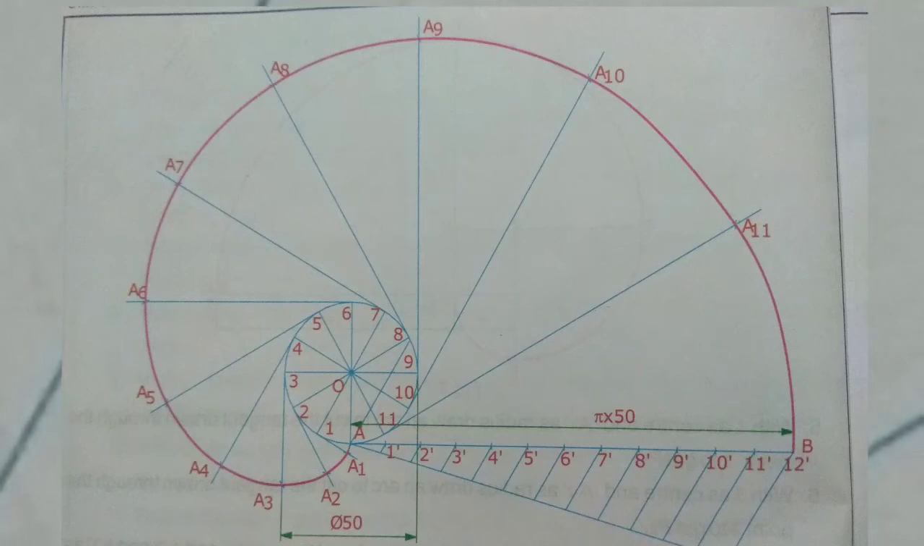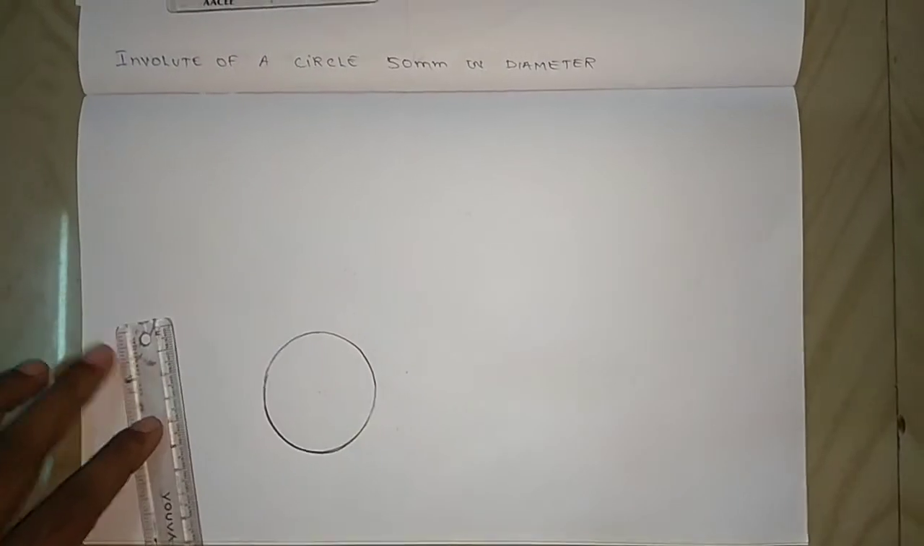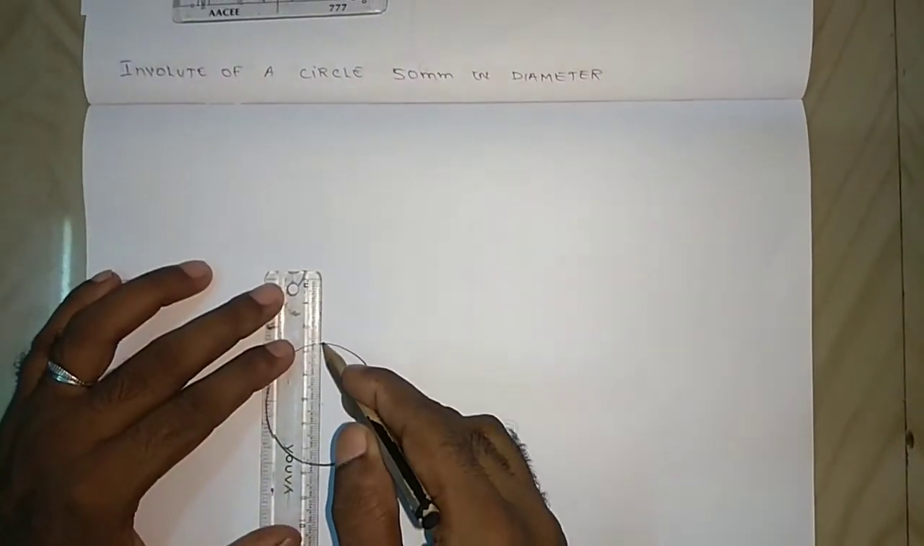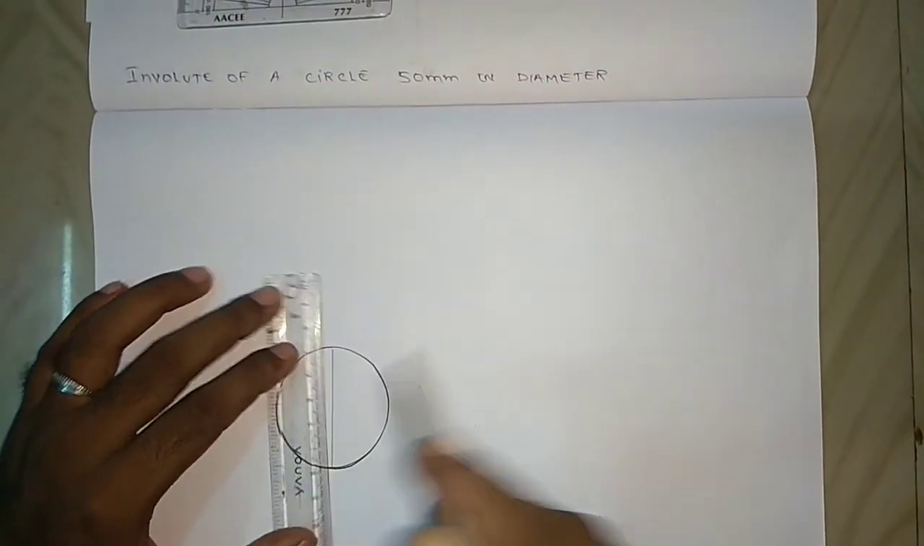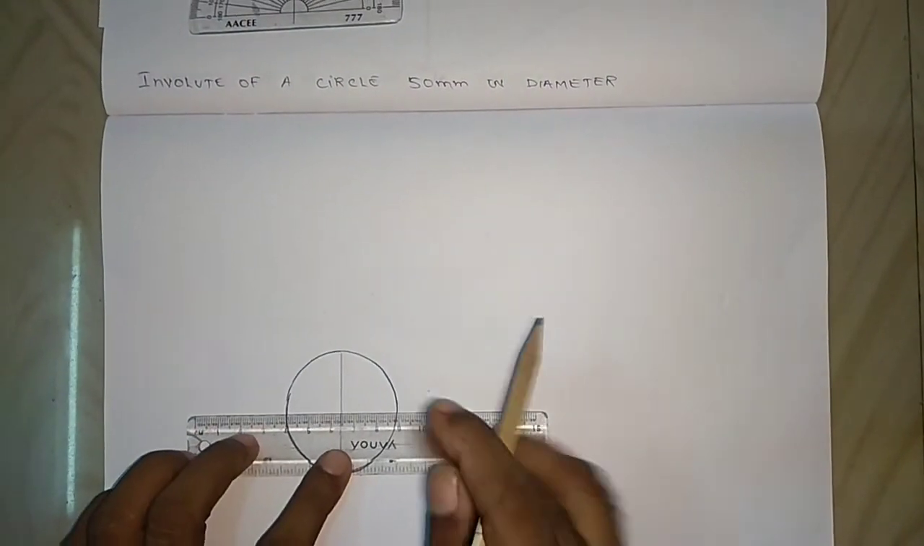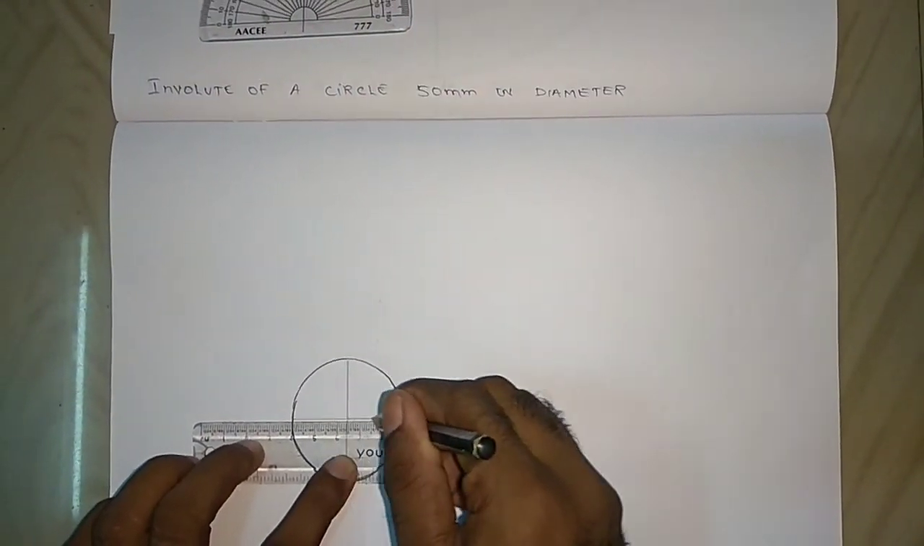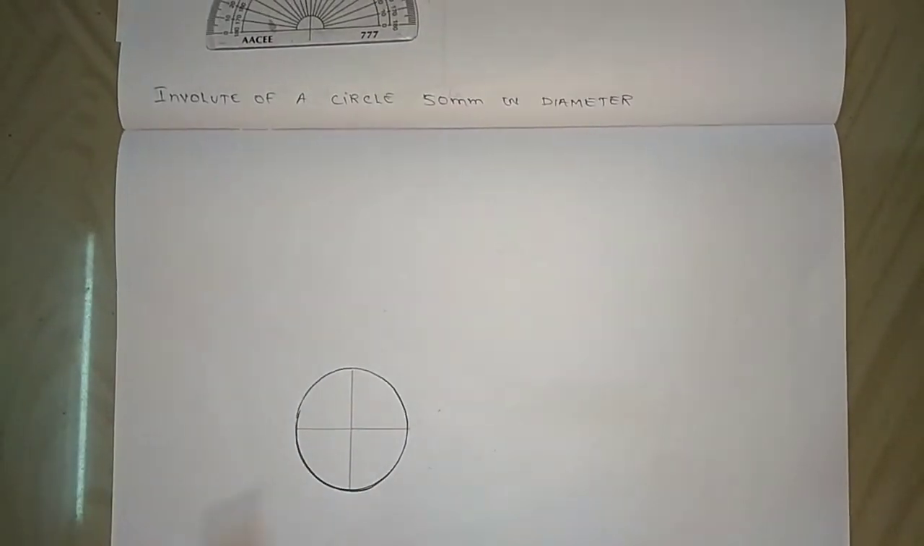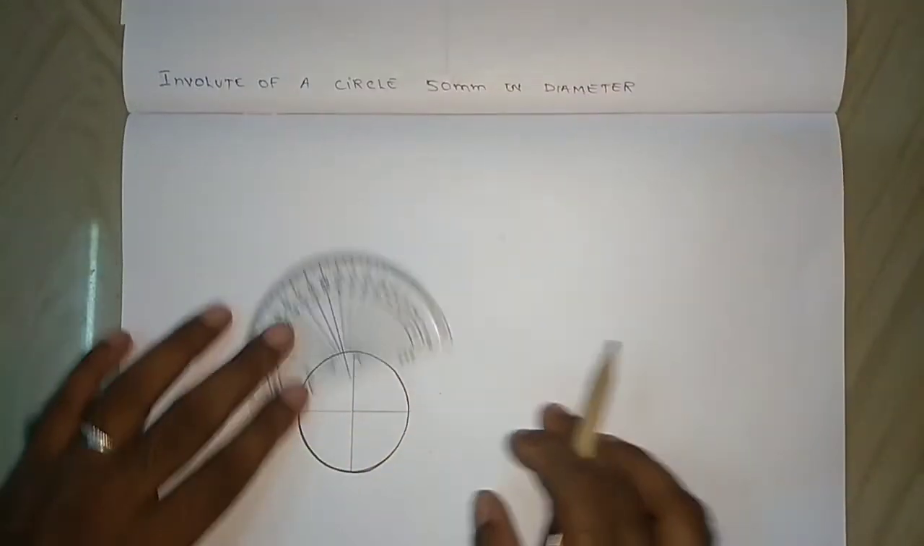Today we are going to learn how to draw an involute of a circle. I am taking a 50 mm diameter for the involute of a circle, so the radius value, you know, is 25. Using the compass, draw the circle of 50 mm diameter.